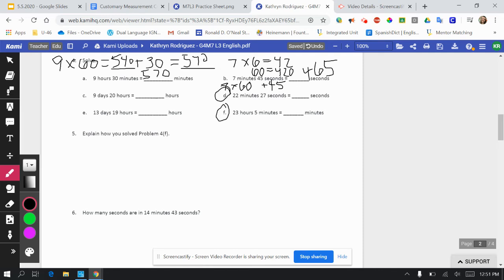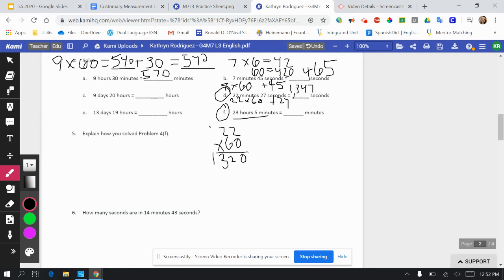All right, now I'm looking for more. B and F are also with minutes, seconds, hours, minutes. They also are using that 60 rule. So let's do those before we do C and E. So letter D, 22 times 60 plus 27. So 22 times 60 is 1,320. And then I need to add 27, so I'll have 1,347 seconds.